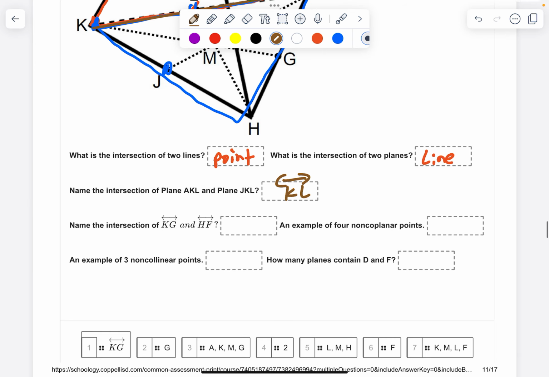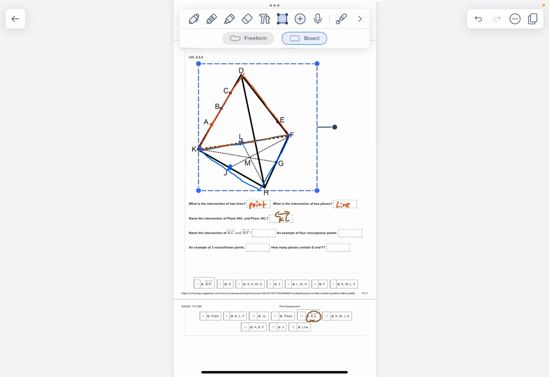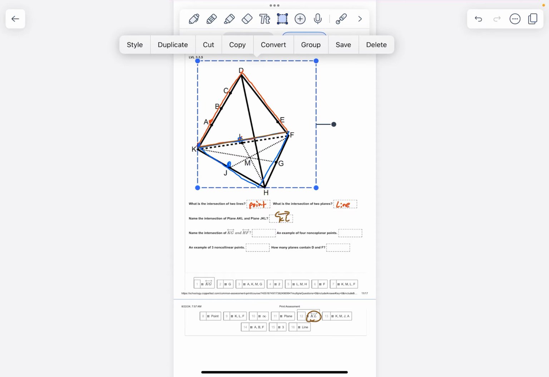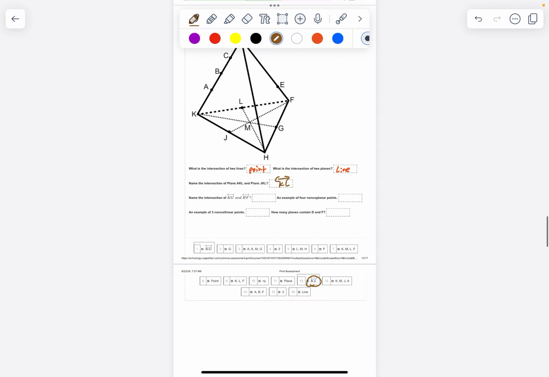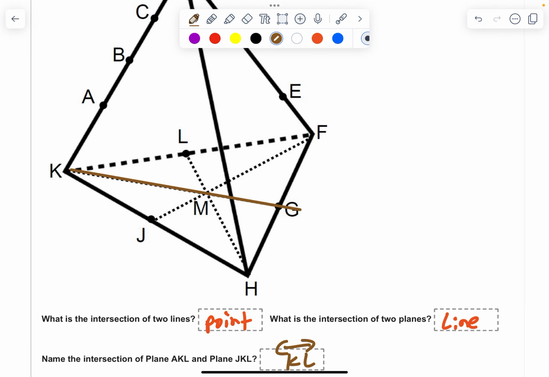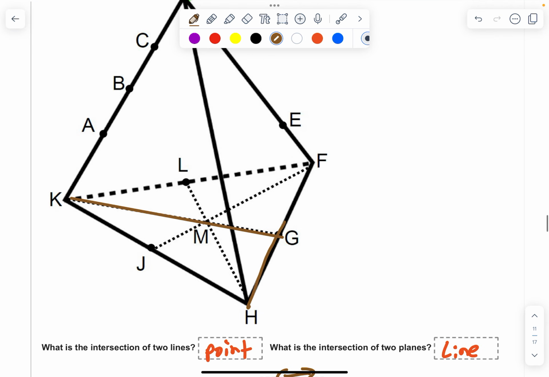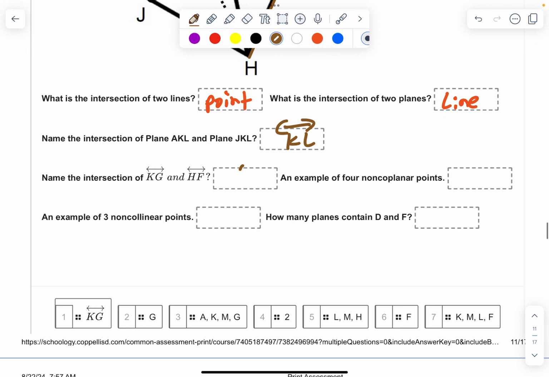Name the intersection of those two lines. Let's clean it up so we can figure it out. Two lines are going to hit at a point. We know we're looking for a single point of intersection. So we have KG. KG is this bad boy right here. And we have HF. HF is its friend over here, and where do those two lines hit? They hit at point G, and I know that's a single capital G to answer that question.